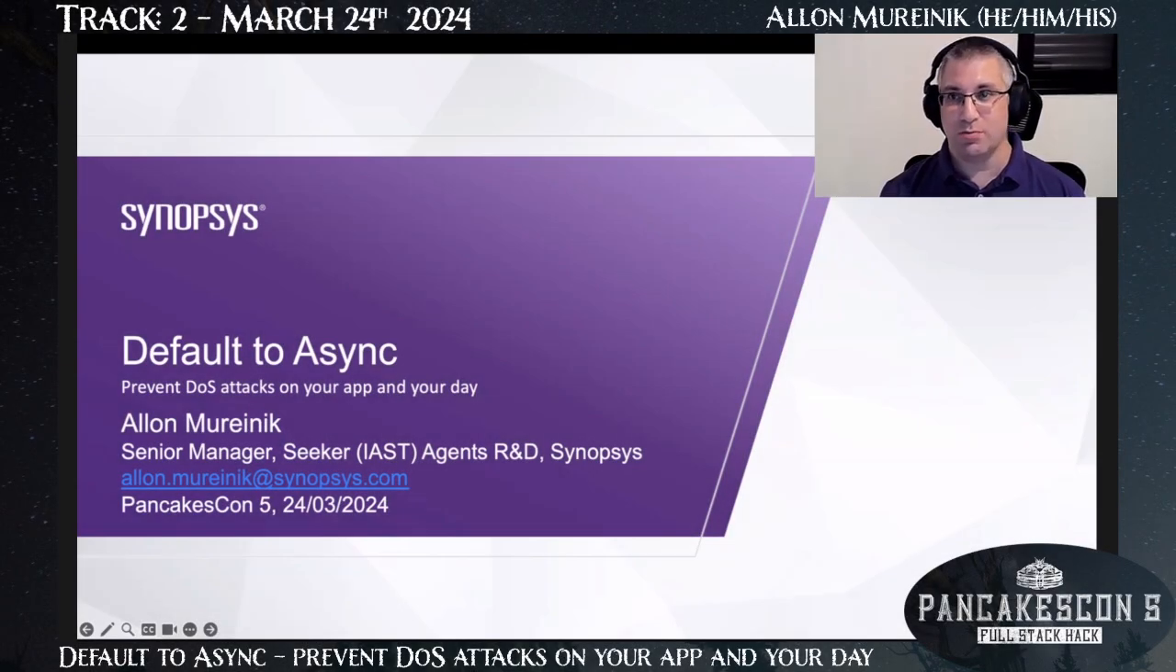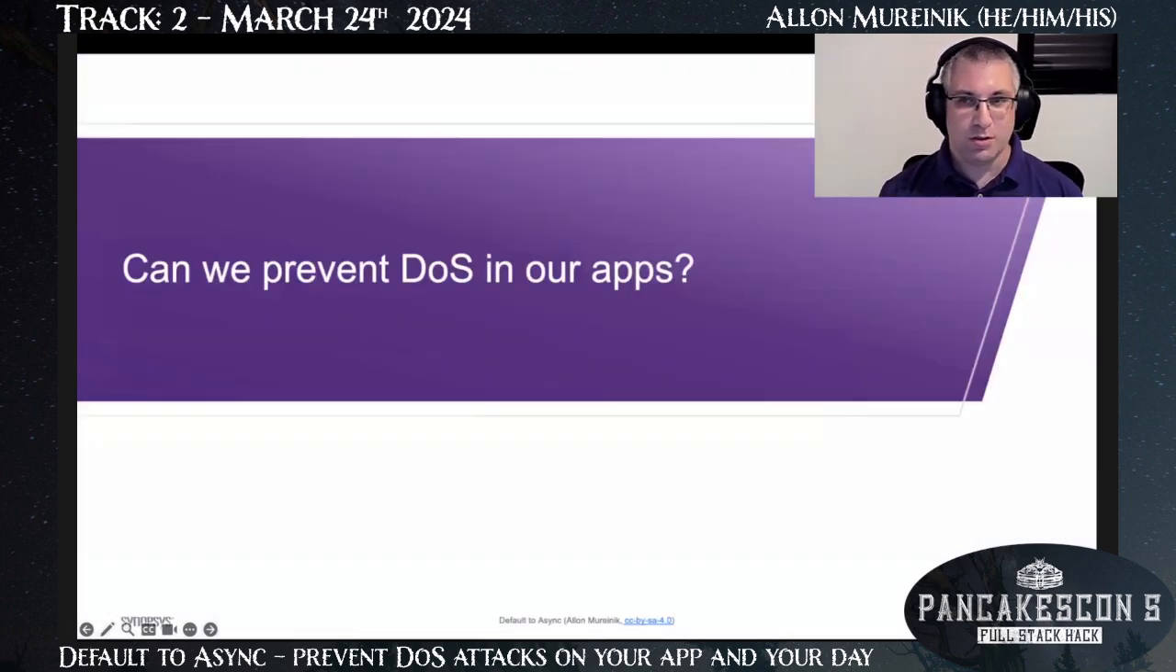Today I want to talk about DoS attacks. And as we do things here in PancakesCon, excuse me, I'm going to start with the security aspect. Can we prevent DoS attacks on our apps?